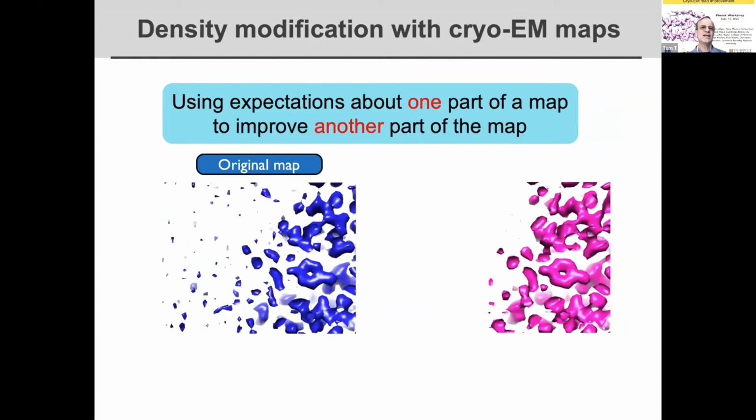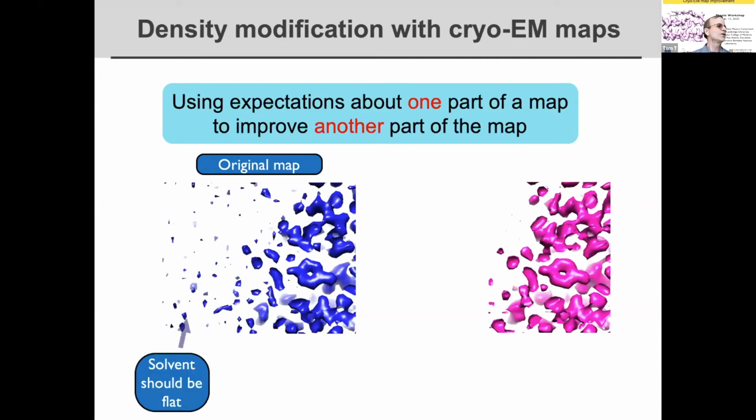The key thing here is that you have to have an idea about what to expect about a map. If you know something about what a map ought to look like, you can use expectations about one part of the map to improve another part of the map. And that's the crucial thing. You're going to improve a different part of the map.